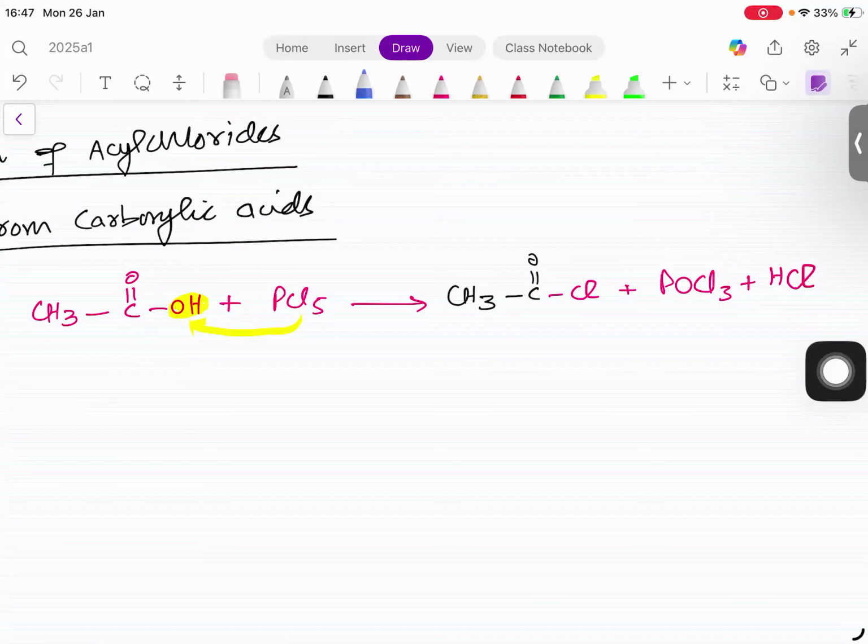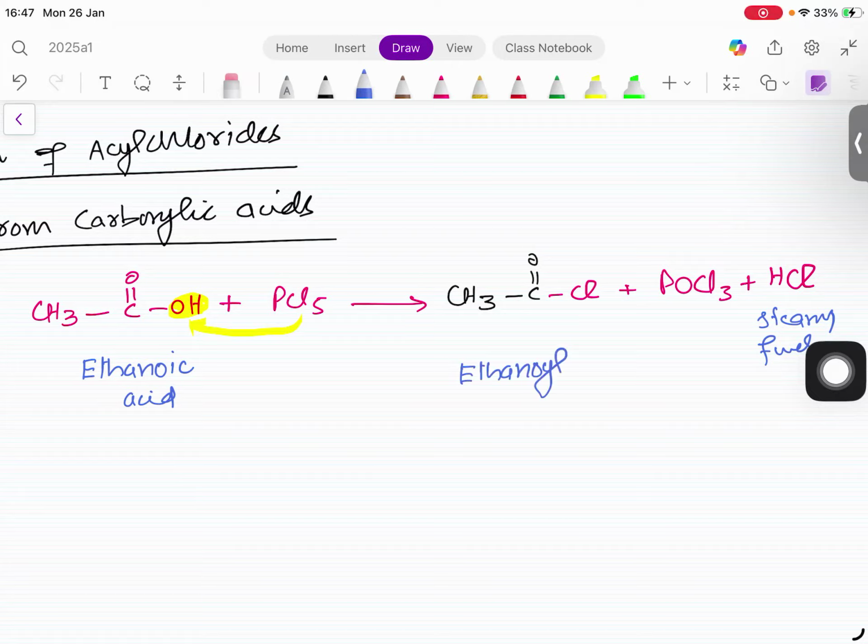Okay, these reactions are vigorous. So here are the steamy fumes of HCl. So you see, it was a test. No, this is substitution. Ethanoic acid to ethanoyl chloride. You can also use PCl3 if you want.